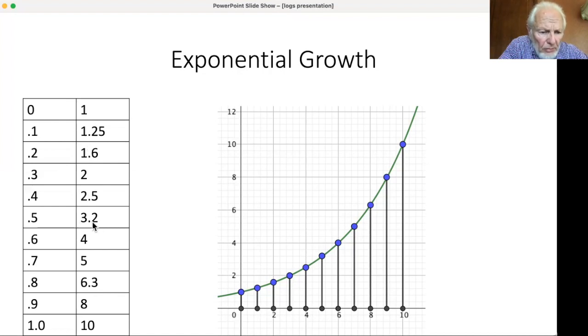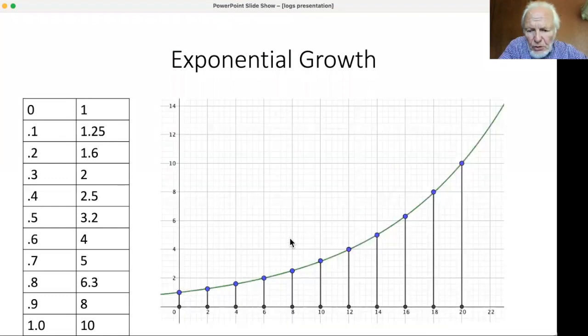The square root of 10 is 3.2, for example. That's halfway there. And it doesn't matter, of course, which exponential growth we're talking about. So here's a different one. It's exactly the same picture.